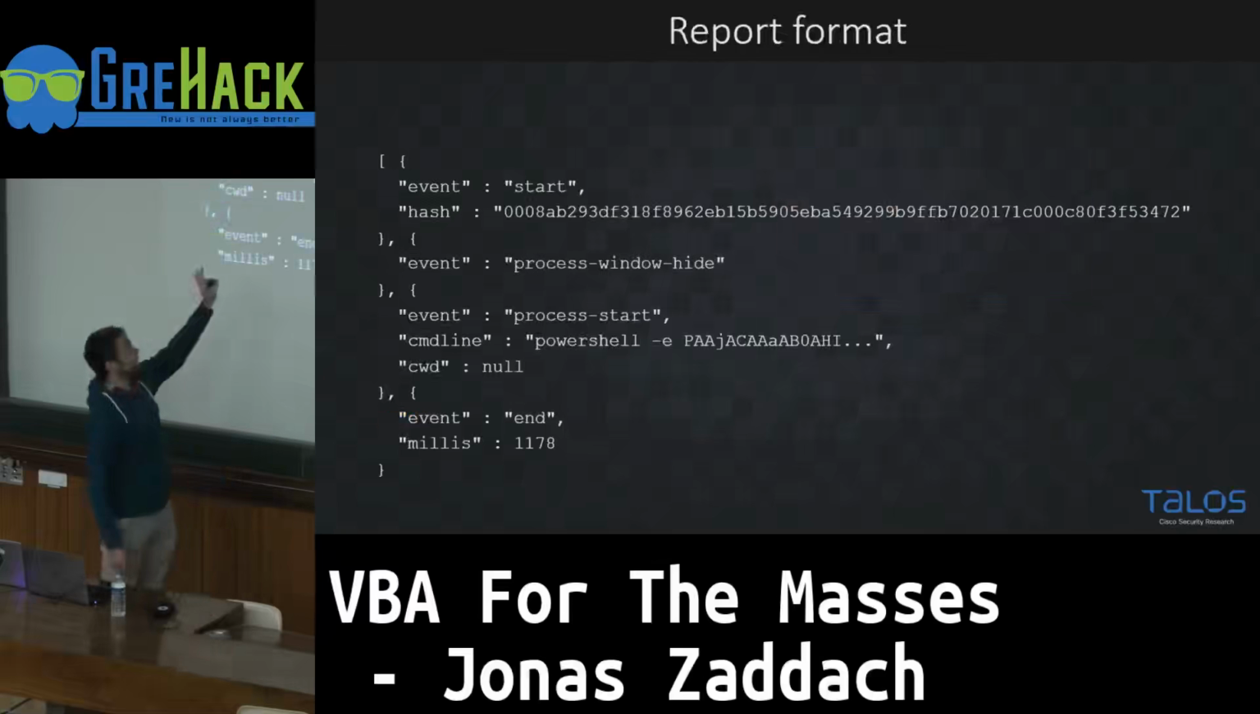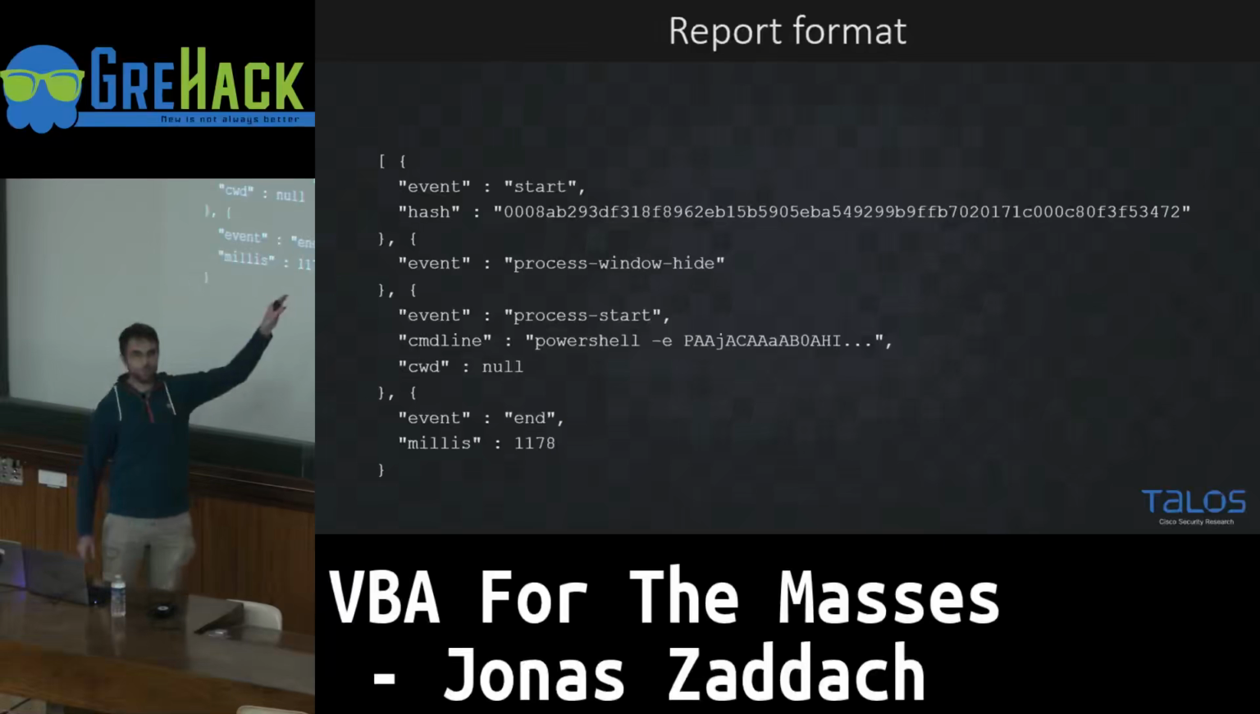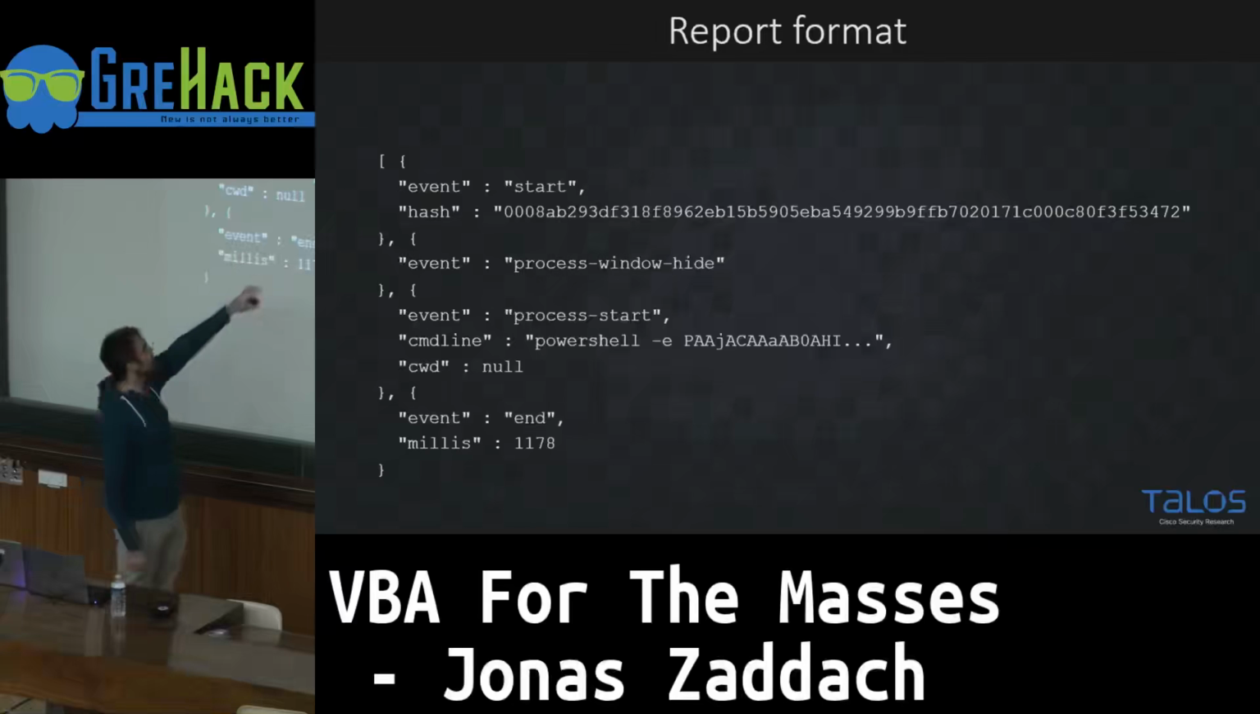What we get out in the end is a report like that. So what we have done is we have instrumented all the functions that are doing something that is malicious. We have the process window hide instrumented. We have the process start event instrumented. And of course, we don't execute them in the system.